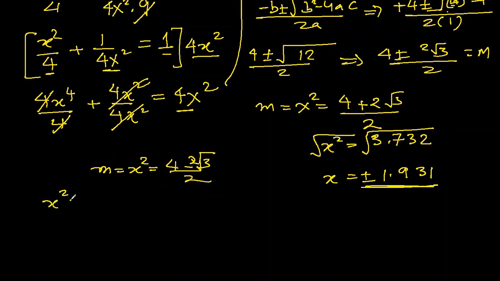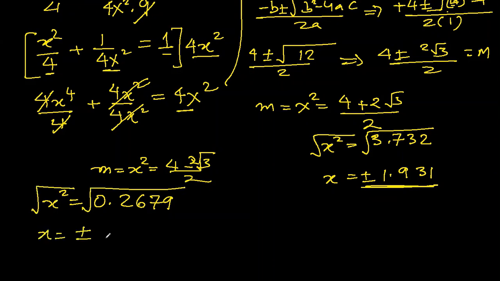Similarly, here x squared will be 4 minus 2 square root 3 over 2. So let's put that, and I get 0.2679 for this. Square root again, and we'll get x equal to plus minus 0.5175. But we want 3 decimal places, so it will be plus and minus 0.518.